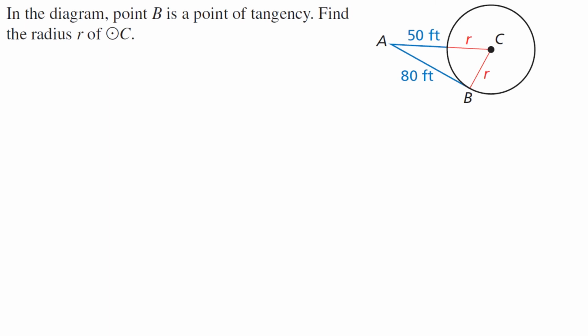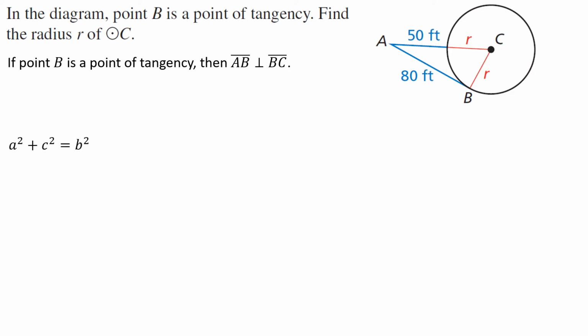Second example, this is my personal favorite of the whole bunch. We are being told that point B is a point of tangency. So we know that line segment AB has to be a tangent line segment. So let's find the radius R of circle C. Well, if point B is tangent, we know we've got to have a right angle, so I can use the Pythagorean theorem. A squared plus C squared equals B squared.